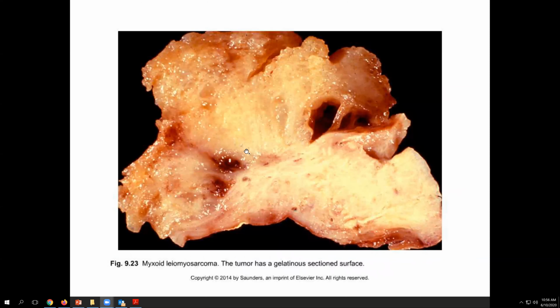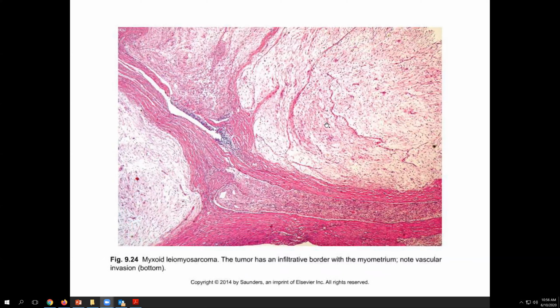So here's the typical gross appearance. You see this very myxoid, gelatinous appearance in this tumor, small cysts, glistening fluid, and a very poorly defined border. Here's the microscopic correlate of that: loose tissue, low cellularity, with variable areas that are slightly more cellular. And so these may be the areas where you go looking for mitoses and define the smooth muscle differentiation.